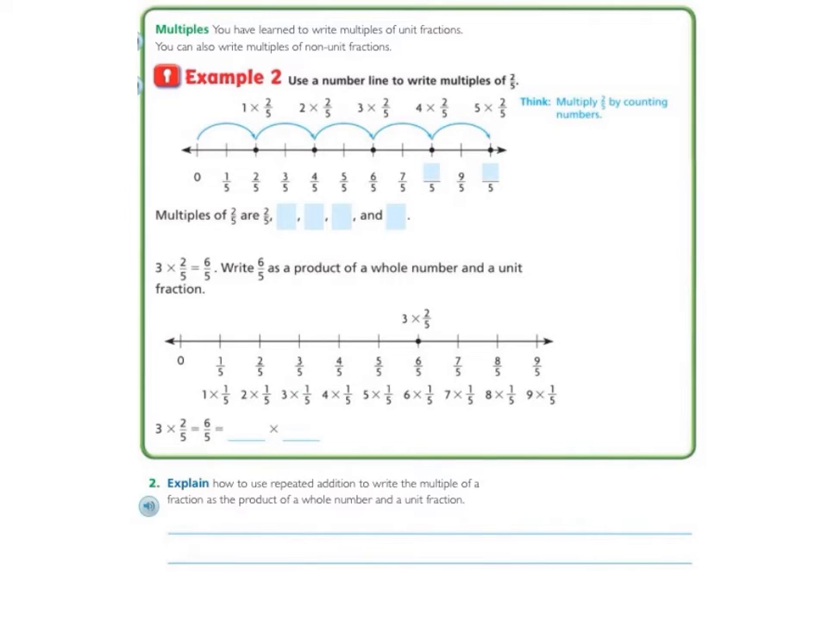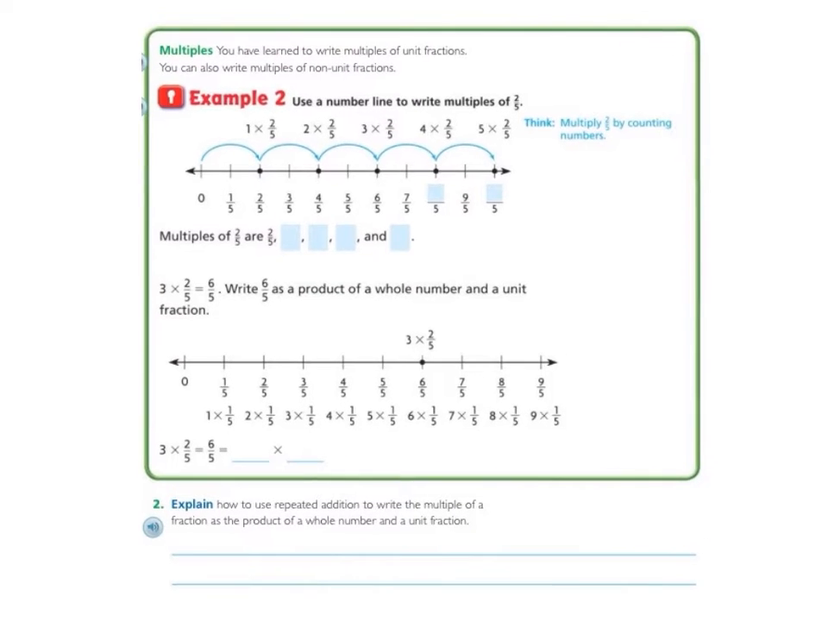We won't always have pictures or models when we do math, but another way to visualize what we're doing is to use a number line. So on this number line in example 2, we're going to model multiples of 2/5. Remember, multiples are we're going to count by 2/5. So we're going to go 2/5 times 1, and then 2/5 times 2, and then 2/5 times 3, and we're going to show that on our number line. So here's our example, 1 times 2/5. That's our first jump. 1 times 2/5 is 2/5.